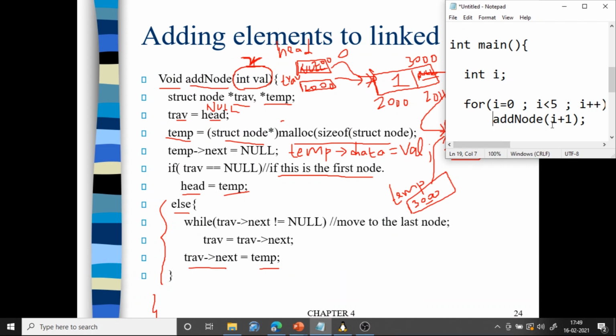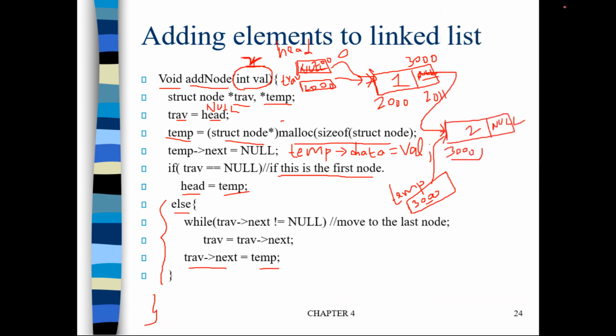Similarly, when the loop executes for the third time, that is when i is equal to 2, it will call add node of i plus 1, that is 3. So now the val part will be 3. Again we are creating all these things, traverse, temp, everything. Now traverse is equal to head. Head will always point to the first node. Head pointer we never change. Initially when no nodes were there, head will be null. Afterwards head will always be pointing to the first node.